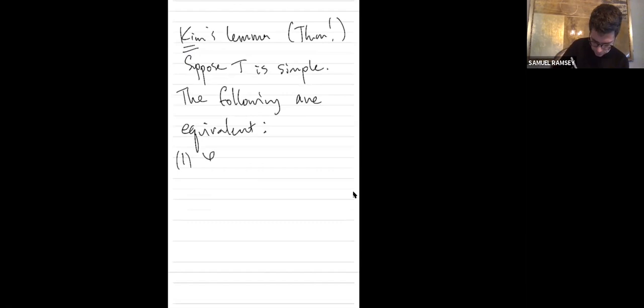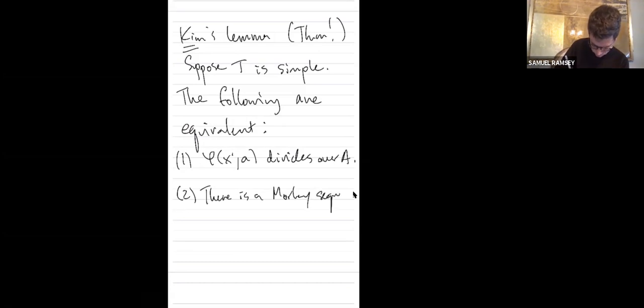One is that phi(x, a) divides over a. Two is that, okay, let's say there is a Morley sequence I equals (ai), i less than omega. And I have to tell you what a Morley sequence is.